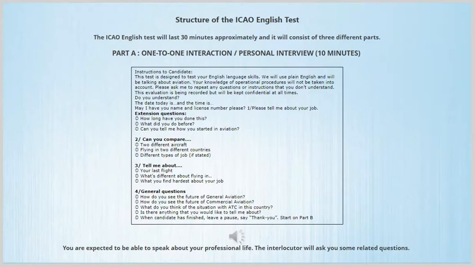Thank you. The date today is the 18th of November, the time is 1 o'clock, and we'll start the test now. May I have your name and license number, please? My name is Pachi Arroita Navarro, and my license number is ESP.FSL.30200026. Thank you. Please tell me about your job. Well, I have now 2 jobs. I work in Europa as a flight dispatcher, doing flight plans and controlling the planes, and as a flight instructor in Somerset in a flight school.